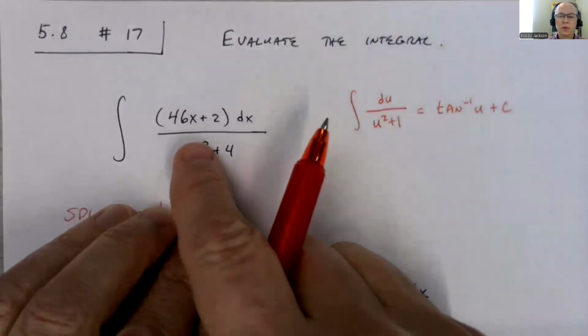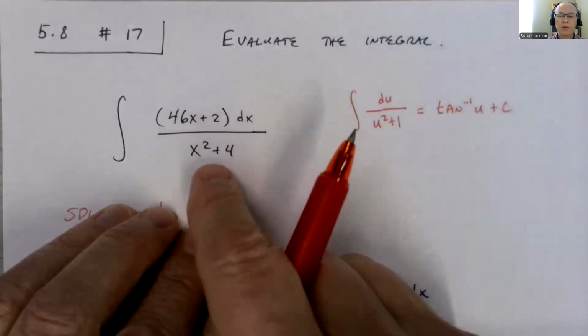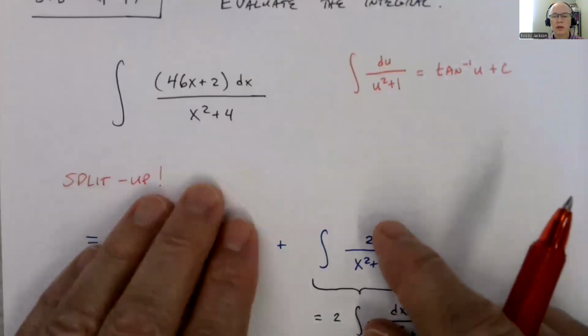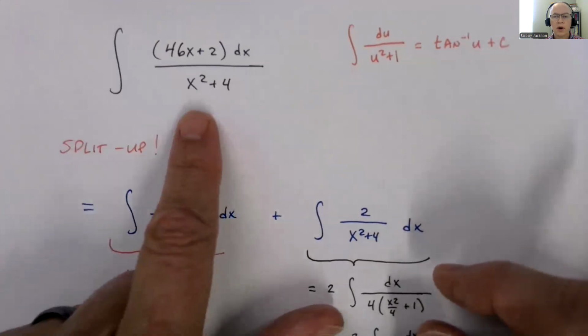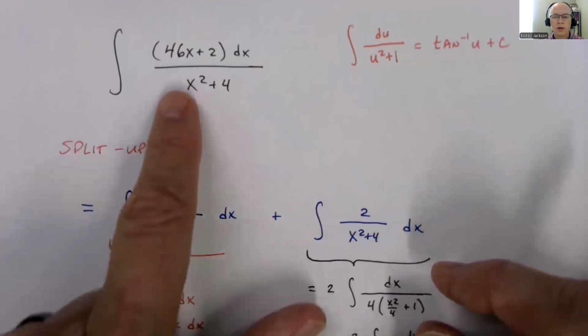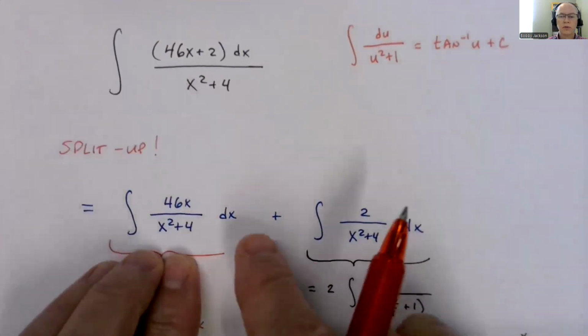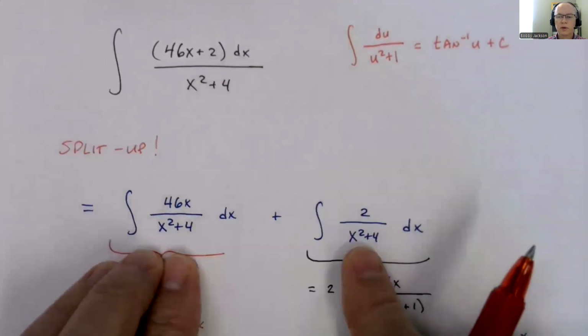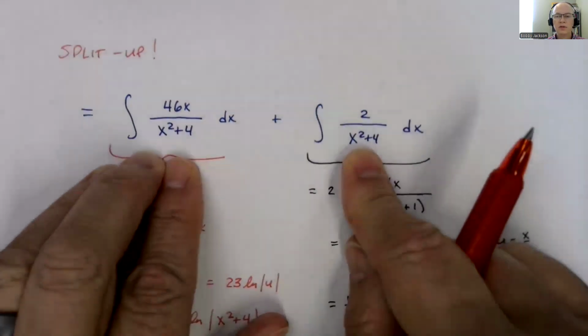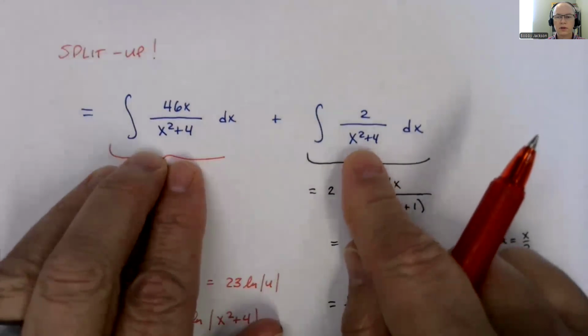So how am I going to do this? Well, we talked about this in class, right? I can break this up, split this up into two fractions over a common denominator: 46x over x squared plus 4, plus 2 over x squared plus 4. And now we can do each of these integrals the way we just discussed.